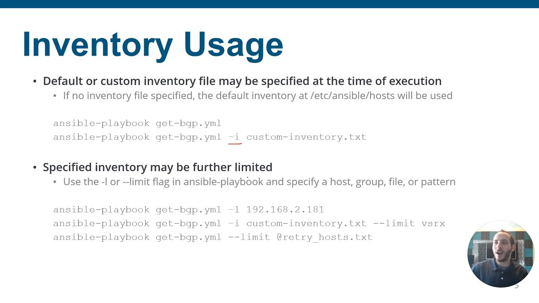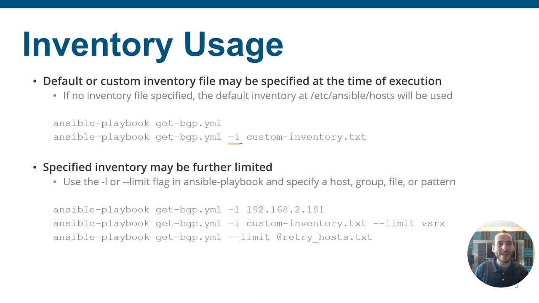In addition to -i, we can also limit the hosts that will be used within that inventory file or in our default inventory file as well, right? That we can either limit to some group name like we have in this location, or we can limit to some IP address or host like we have here, or we can specify a file which contains a list of hosts that we would like to limit to. In this case, we are using the @retry hosts text file.